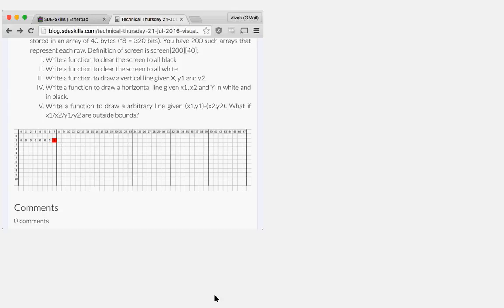What, no takers? So what is it? Write a function to draw a horizontal line in white and in black? So it should be alternating 1s and 0s? No. There are two different questions. If you want to draw the line in white, then what's the answer? And if you want to draw it in black, what's the answer? There are two different questions, like 4A and 4B. Oh, okay.